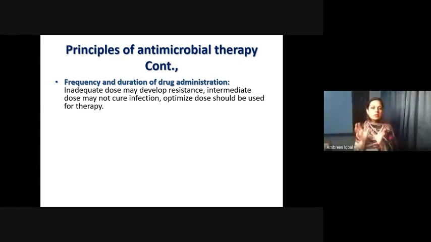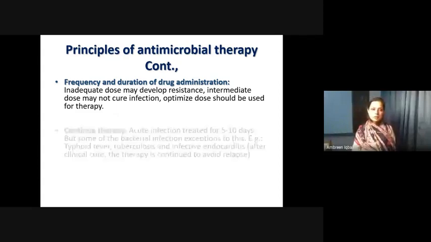The bacteria is now very clever. It has multiplied, it has become stronger, and it has become tolerant to that drug. So when you take that drug again, the bacteria shows resistance towards it. It says, I don't bother about you. So intermediate doses may not cure the infection. An optimized dose should always be used when you are using antibiotics, and an optimized dose should always be preferred for the patient when using antimicrobial agents.